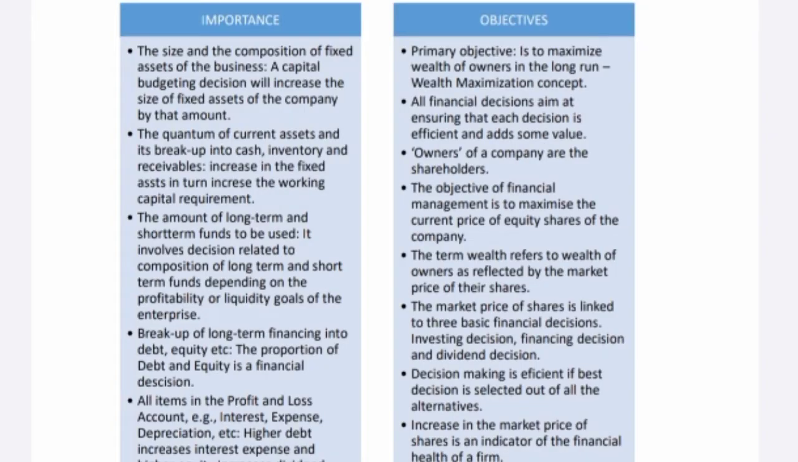Importance. The size and the composition of fixed assets of the business. A capital budgeting decision will increase the size of fixed assets of the company by that amount. The quantum of current assets and its breakup into cash, inventory and receivables. Increase in the fixed assets in turn increases the working capital requirement.